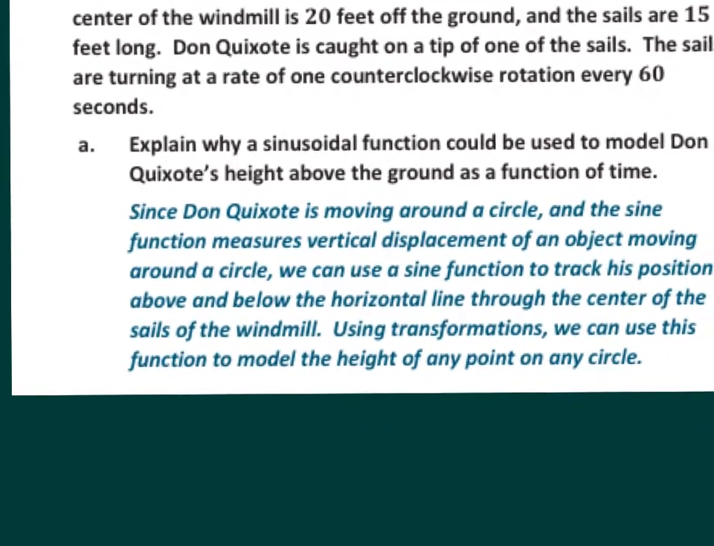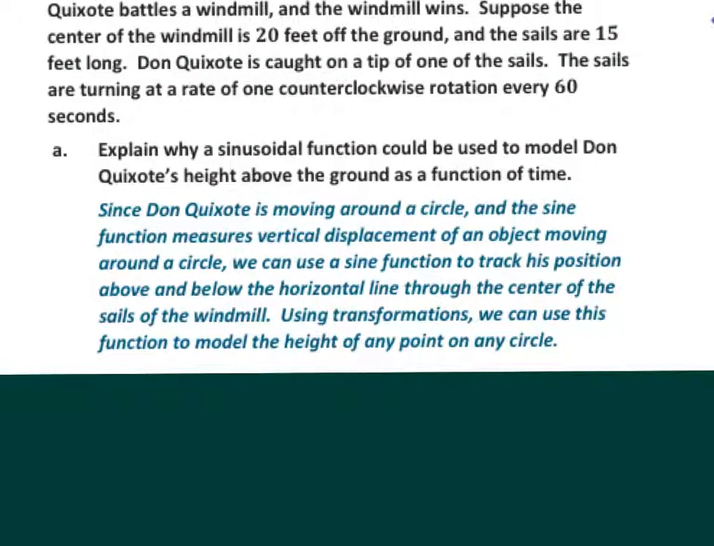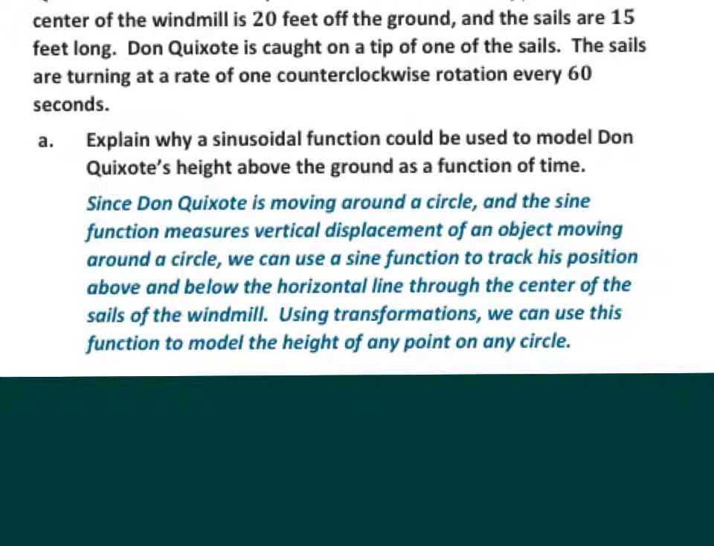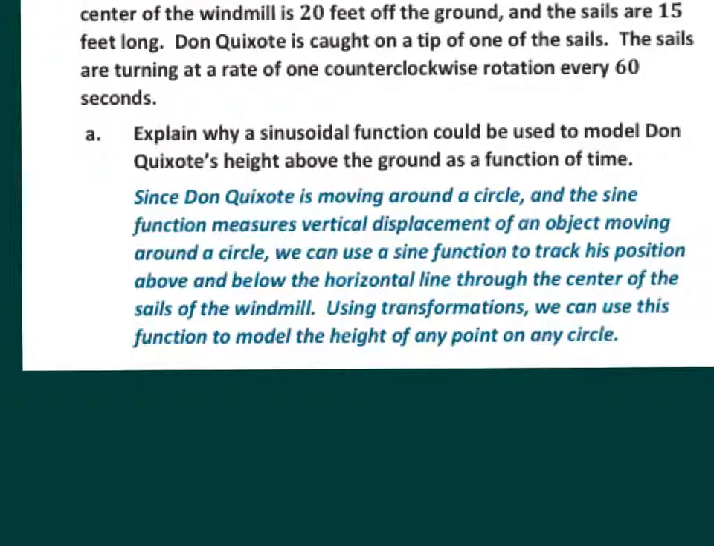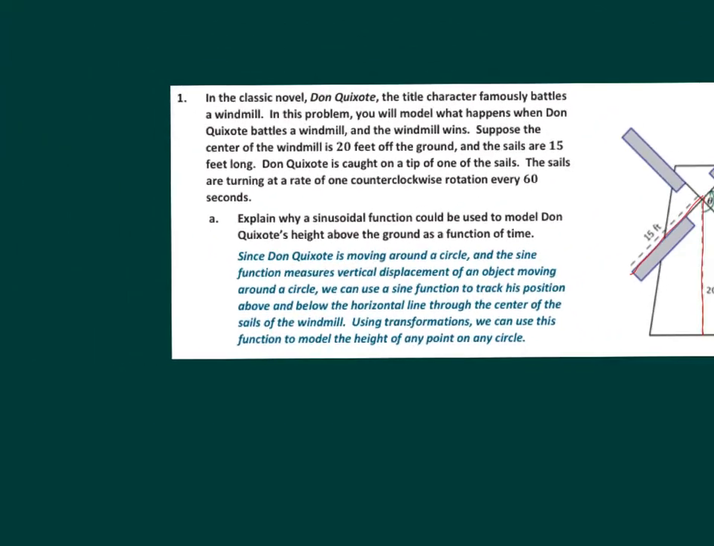Okay, so we'll come here to problem A. Explain why a sine function could be used to model Don Quixote's height above the ground as a function of time. Now, as we've learned, some of these answers are long-winded, but here you'll get the main idea from this. Since Don Quixote is moving around a circle and the sine function measures vertical displacement of an object moving around a circle, we can use a sine function to track his position above and below the horizontal line through the center of the sails of the windmill. You could have just said a sine function tracks the movement around a circle. That would be an easier way of saying that.